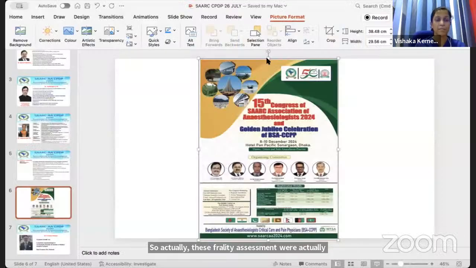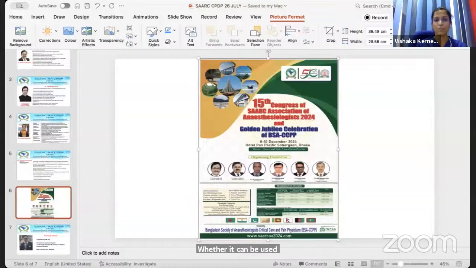There is a question in the chat asking whether there is a cutoff for age group. Actually, these frailty assessments were initially validated in people more than 65. We recently started a study on the Edmonton frailty scale in patients over 18, that is anybody, to see whether our general population is frail. So there is no cutoff, but we have to know that the data we have are from patients more than 65. Whether it can be used in a young population, we don't know.